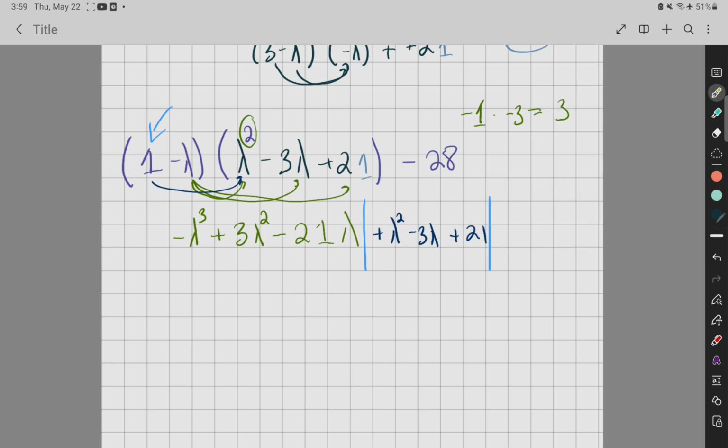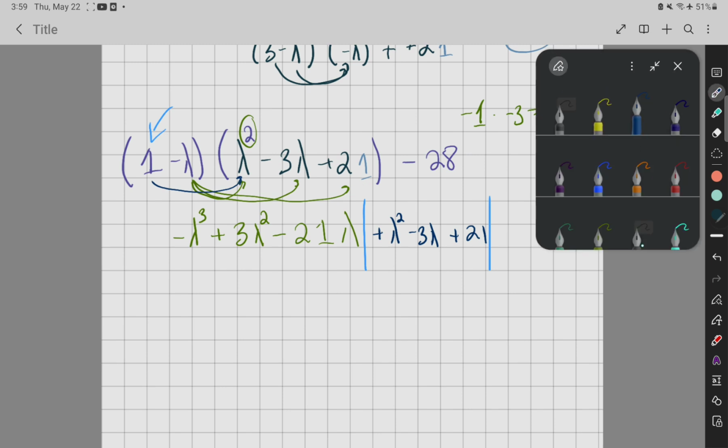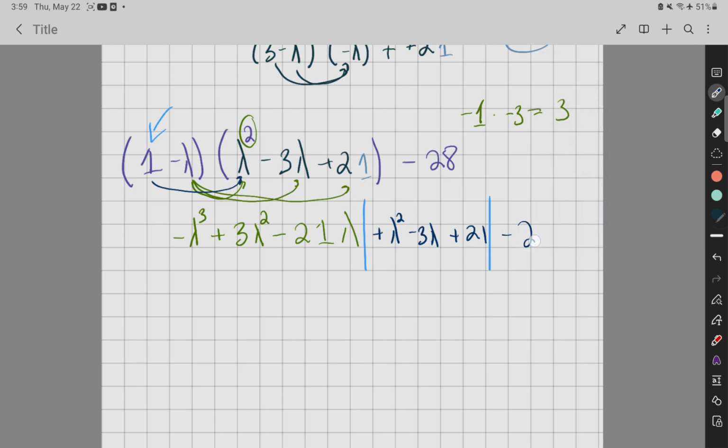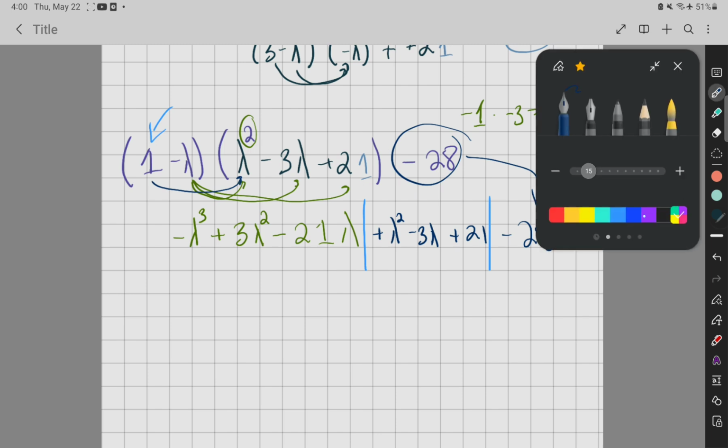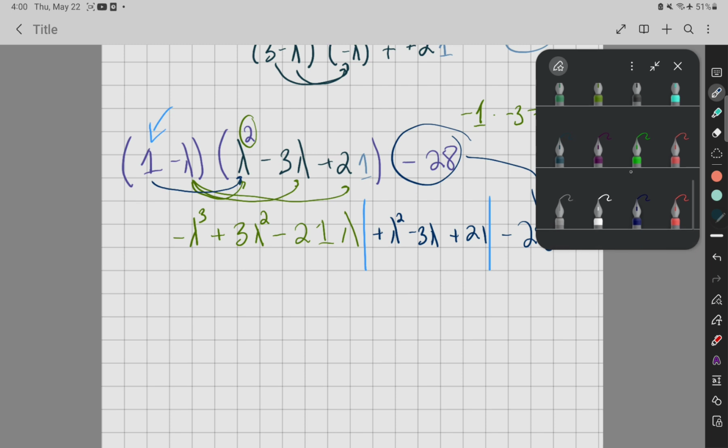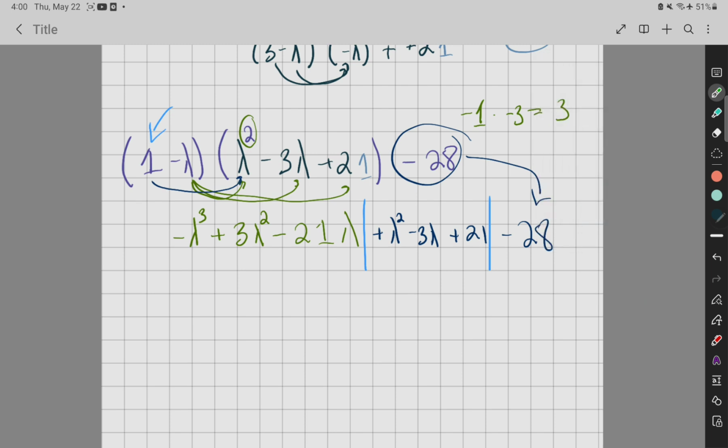And then after that, you're just going to write, oh no, not yellow, sorry. You guys probably can't see that. Then minus 28 because of the 28 here. It's just going to go on the end. That's really it. But here's the thing, if this was a 2, then you would have to multiply this times 2, so you would basically double it. But it goes along with the same logic.